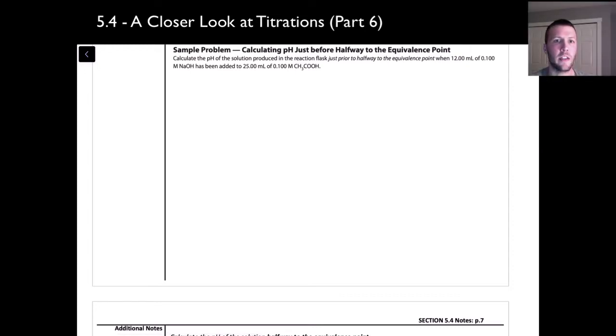In this problem, we're going to calculate the pH just before the halfway to equivalence point. So we've added 12.00 mL of 0.1 molar sodium hydroxide, and we've added 25 mL of 0.10 molar acetic acid. So we're going to start this problem by calculating the initial concentrations of my acid and base, taking into account the dilution effect.